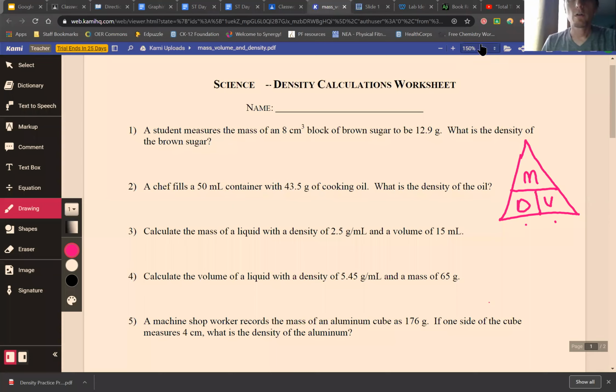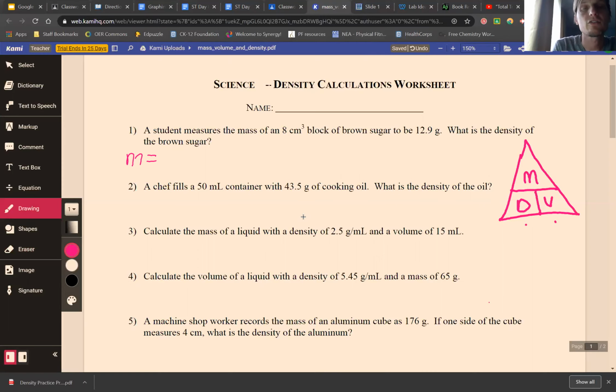Okay, so here's the document opened up in Kami. Number 1 and 2 are very much the same, so I'm just going to work out one of them. To the right, you'll see the triangle with the M over the D and the V, and I'll use that to show you how to work the formula. I'll remind you, a student measures a mass of an 8-centimeter block. So mass equals 8. Oops, no. That's why some of us got it wrong.